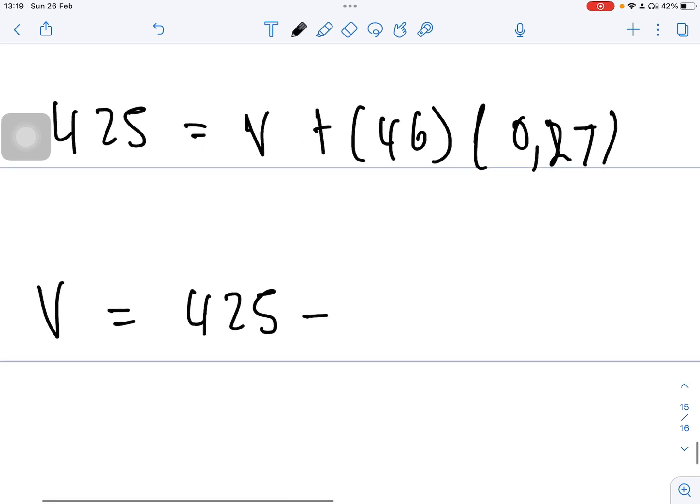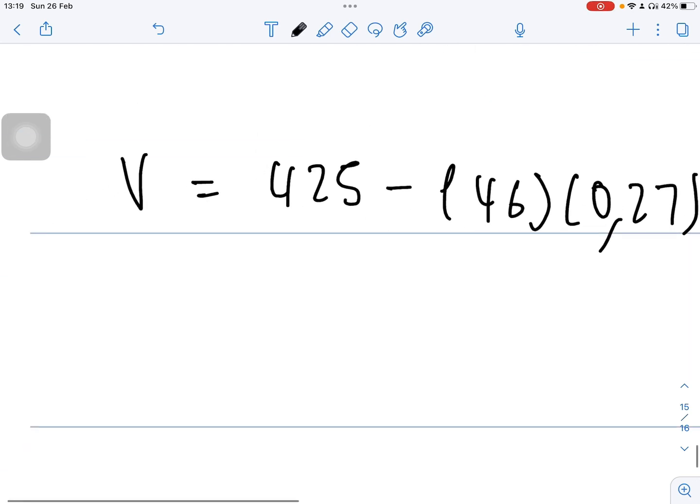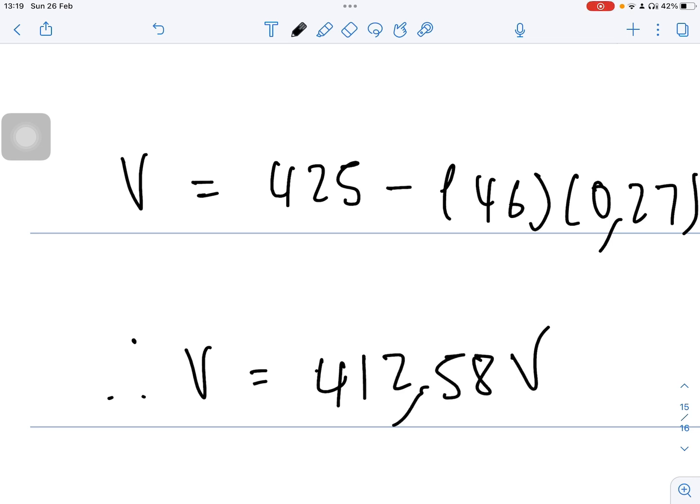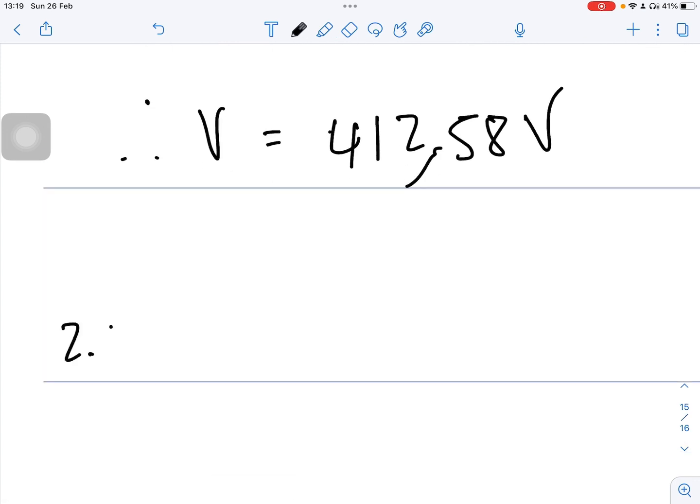425 minus, then let me take my calculator and punch the answer for V. Therefore V is 412.58 volts. Now we have to find question 2.3.2. What do they want? The electrical power output.